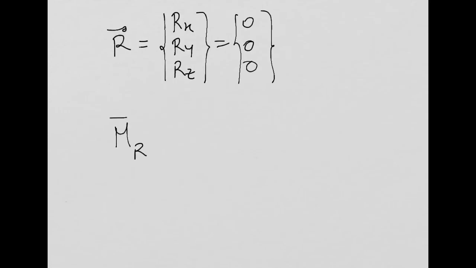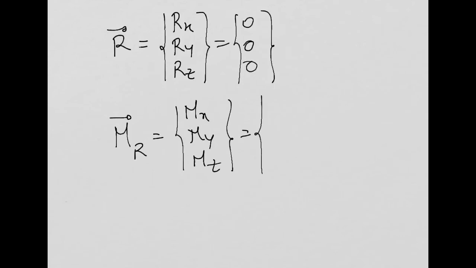The resultant moment, at that point, will have a component in the x direction, a component in the y direction, and a component in the z direction. They will all have to be equal to 0 as well.